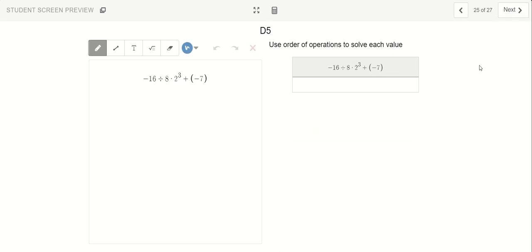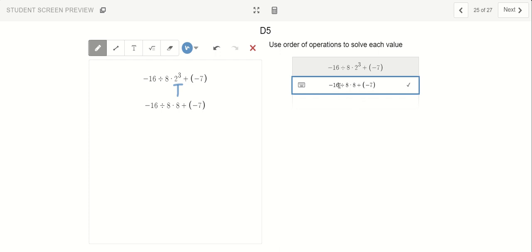All right, and the last problem. So here, let me copy and paste. The first thing we're going to do is the exponent. So again, this is not 2 times 3. This is 2 repeated 3 times. So 2 times 2 times 2. 2 times 2 is 4, times another 2 is going to be 8. So again, 2 repeatedly multiplied.